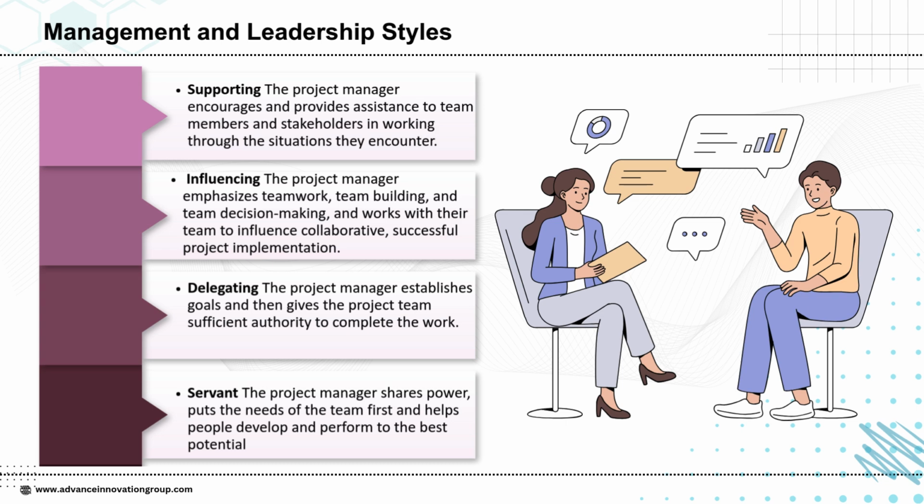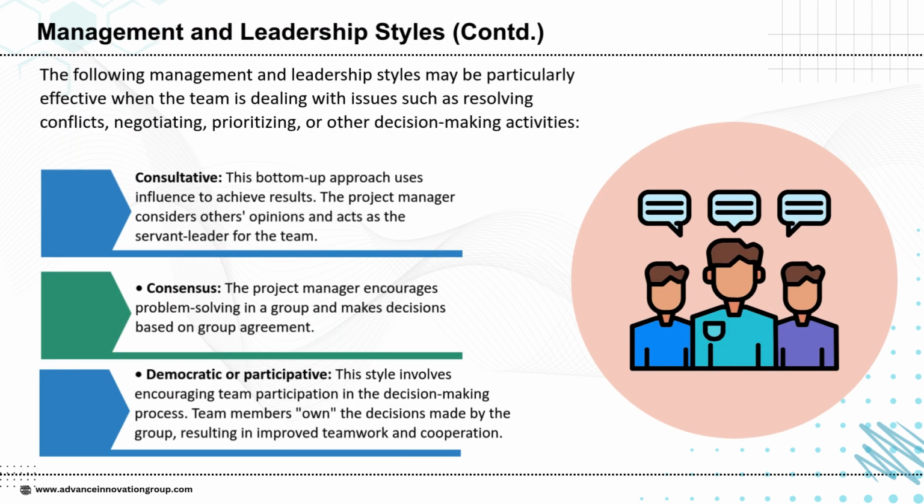Each of these styles can be applied depending on the project situation and the maturity of the team. When teams face challenges like conflict resolution, negotiations, prioritization, or complex decision-making, certain leadership styles become more effective. One of these is the consultative style, which is a bottom-up approach. Here, the project manager values the input of team members, considers their opinions, and acts as a servant leader to guide the group toward results. This style increases engagement and trust within the team.